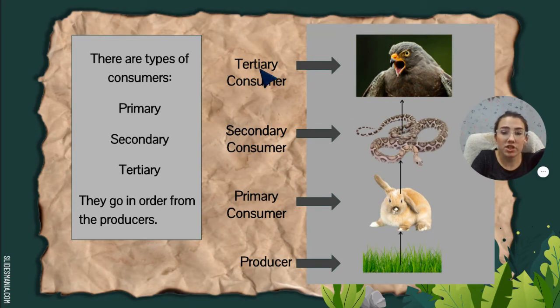The last one is tertiary. So this is the third consumer, okay? Remember, tertiary, he's the third consumer. Not third in line, the third consumer, okay? You might need to pause the video now to make sure this is recorded in your notes.